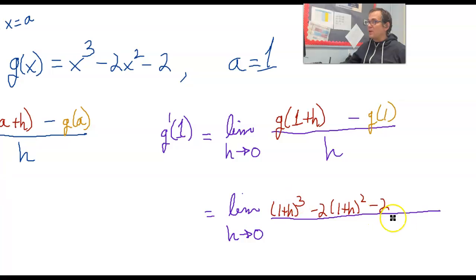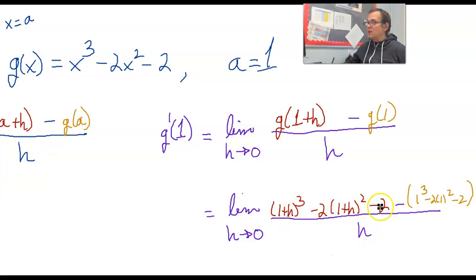And then we'll switch over to that orange part, which is, of course, just this same function with 1 in place of x. But don't forget these parentheses. That's a big thing kids tend to forget. We'll have 1 cubed minus 2 times 1 squared minus 2. And that whole kit and caboodle is all over h.